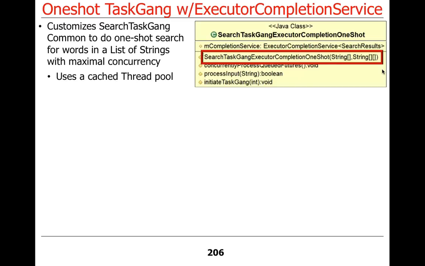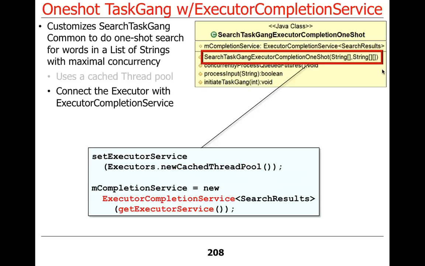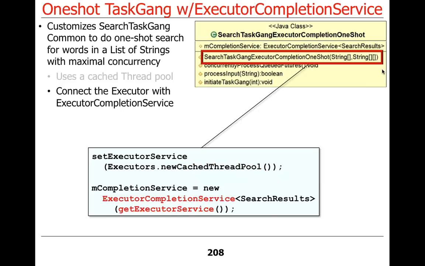So let's see how that's going to work. We're going to use the cached thread pool, just like we did before. The difference is we call new cached thread pool, and then we call Executor Completion Service, and we connect the Executor Completion Service with the executor that we created up here. So we create the right kind of executor, and then we stick it into the Executor Completion Service.